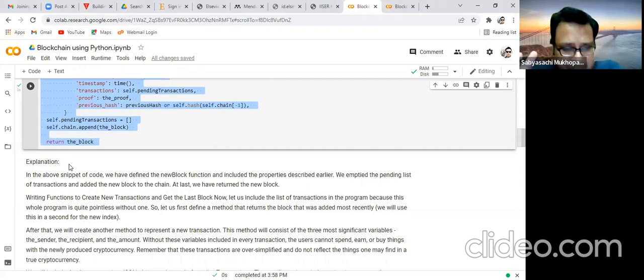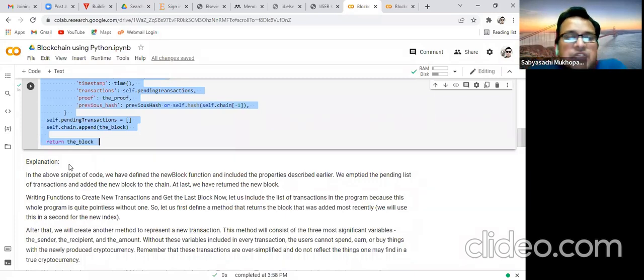What you have to do is just import this particular portion of the code in your Google Colab. And once you are able to use that, it will run successfully. So in the above snippet of the code, we have defined a new block function and have included all the properties we have described earlier. And we have emptied the pending list of transactions and added the new block to the chain. So at last, we have been able to generate a new block there.